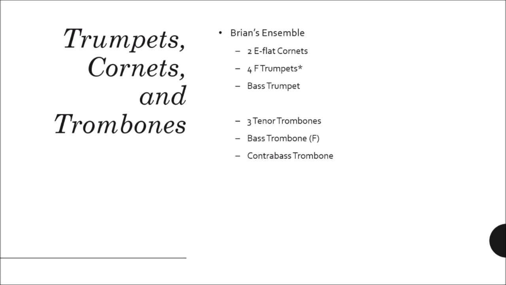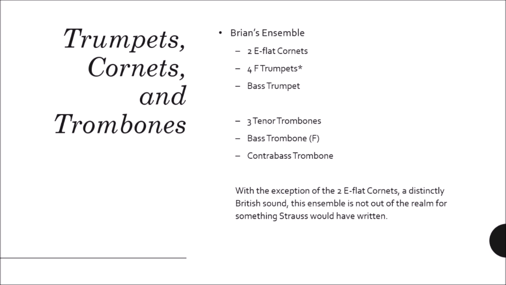For the trombones, we have 3 tenor trombones, a bass trombone, and the bass trombone here, Brian is probably writing for an F bass trombone, though the G bass trombone was used in England at the time. And the only reason we can say that he's using an F bass over the G bass is there are a few B naturals, low B natural 1. And, of course, contrabass trombone. And with the exception of the 2 E-flat cornets, this is not unlike anything that we would expect from Strauss. This is very similar to something that we'd see maybe out of Electra.